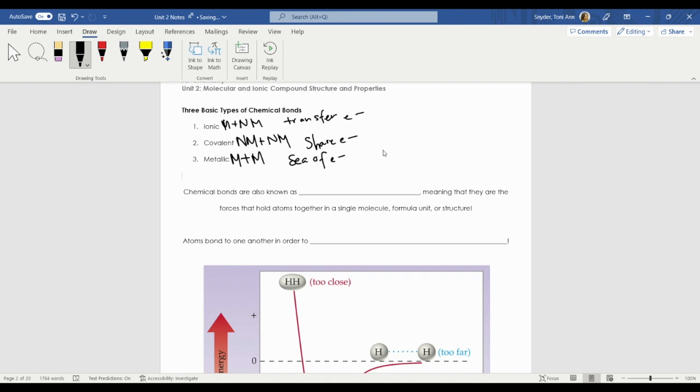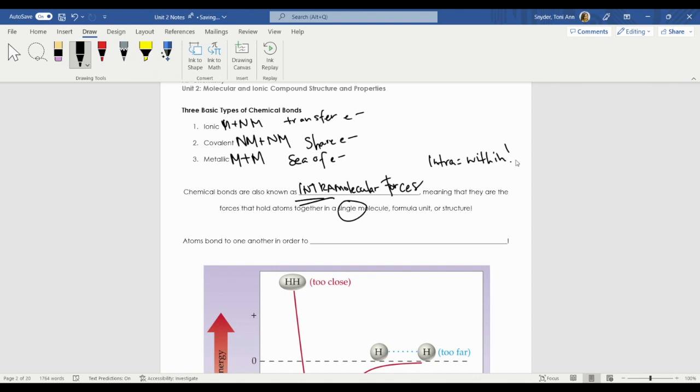Now, all three of these types of bonds are what we know as intramolecular forces. And this prefix here is very important. Intramolecular forces are the forces that hold atoms together in a single molecule. And that's what intra means. Intra means within.